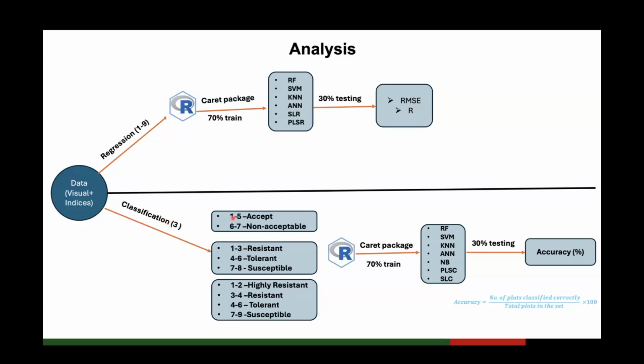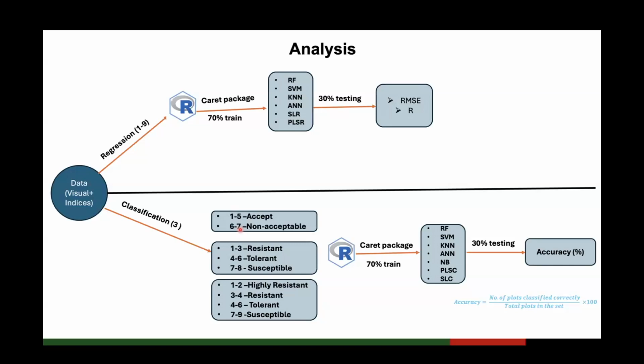For classification, we went about it in three different ways. One, according to the breeders, they always select genotypes with a score of up to 5. So we decided to classify all the genotypes, which have been scored on a scale of 1 to 9, by dividing them into 2. From 1 up to 5, breeders will accept, and from 6 up to 9, non-acceptable. So that will be a binary classification. We shall run binary classification models for that.